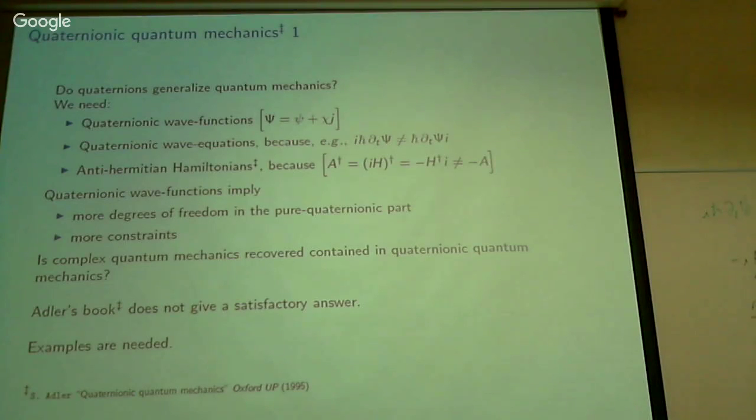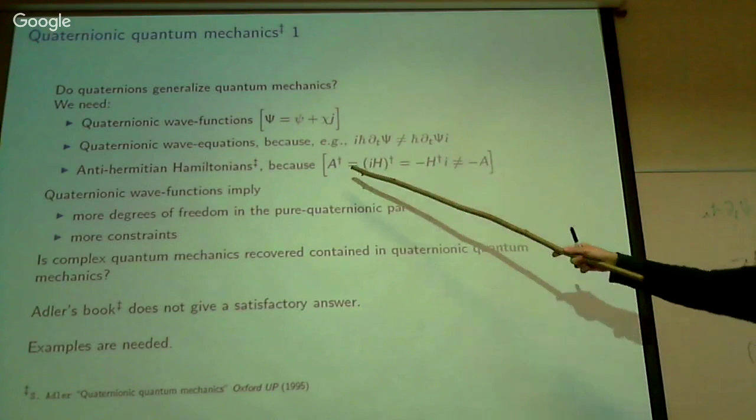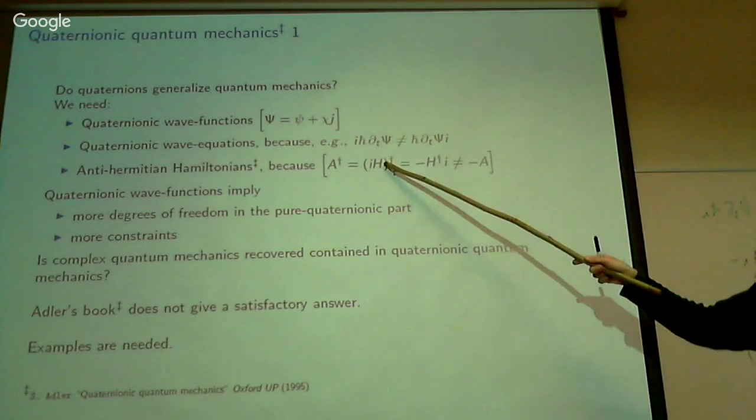Because we have this property, the complex conjugate is minus this and this minus. It's simple. But in the case of quaternionic Hamiltonians, this does not work because the complex conjugate changes the order. It's what I have written here. So just multiply the Hamiltonian by i.